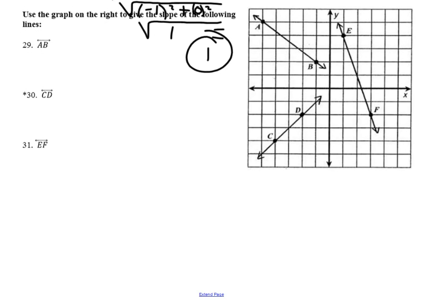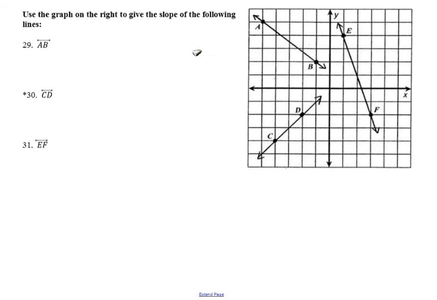Alright, number 30. It says use the graph on the right to give the slope of the following lines. Line CD. Here's line CD. Remember, slope is your y's over your x's. So first I figure out how point C turns into point D. From left to right, is it going in the positive direction or a negative direction? Well, from left to right, it's going up, so this is going to have a positive slope.